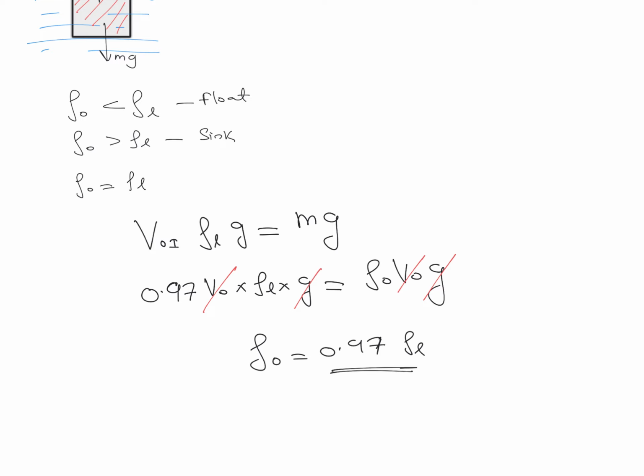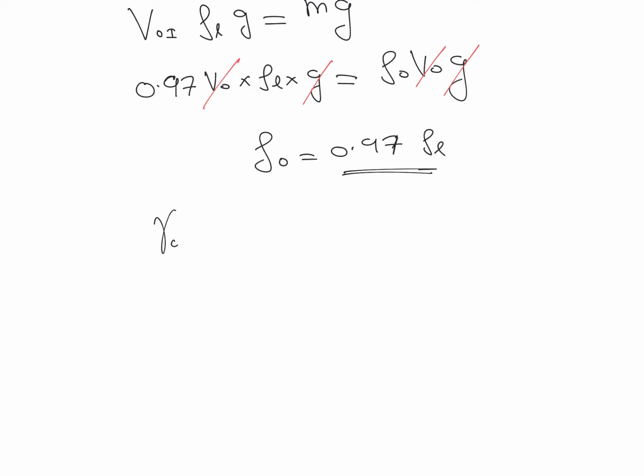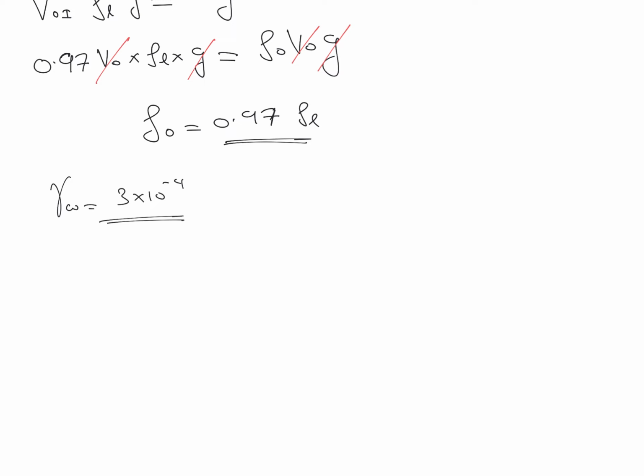Now as the temperature increases, in the question you can observe that they have given the coefficient of real expansion of water. So we are considering that as the temperature increases, water is going to expand according to this coefficient of expansion. The value of gamma of water is given as 3 times 10 raised to minus 4, and the density of the object is going to remain constant. So when the density of water becomes equal to 0.97 times the actual density of water, then the boat is going to just sink in water.